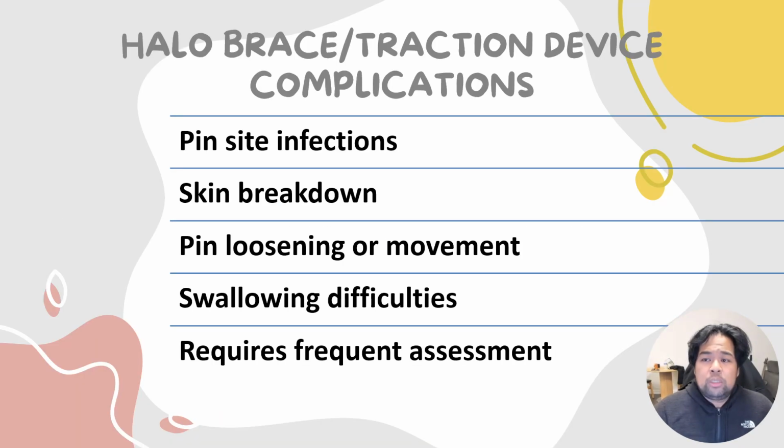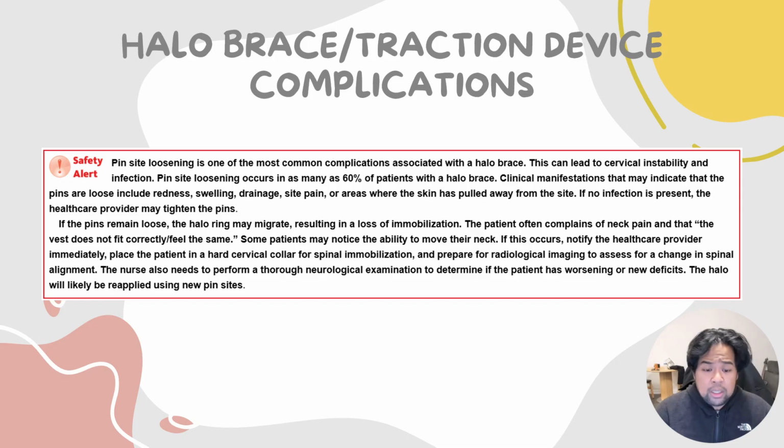People with cervical spinal injuries may need a halo brace or some sort of traction device. This goes over the complications when they have those devices. Pin site infection is one of them because they will have those pins. Skin breakdown in the area where they have it. Pin loosening or movement, that's a big deal. We don't want them to be loose, okay? Swallowing difficulties, and this requires frequent assessments. This is a safety alert from your book, so please review this. It does mention that pin site loosening is one of the most common complications, so we want to keep an eye out on that, but please read this page right here, okay?